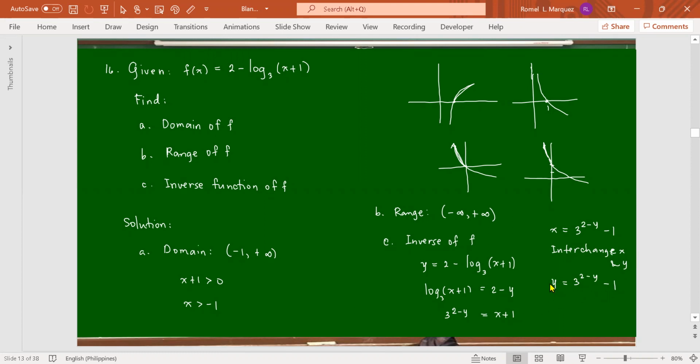So this is a one-to-one function. Therefore, the inverse exists and it is equal to, sorry, 3 to the 2 minus x, and then minus 1. So this is the inverse.